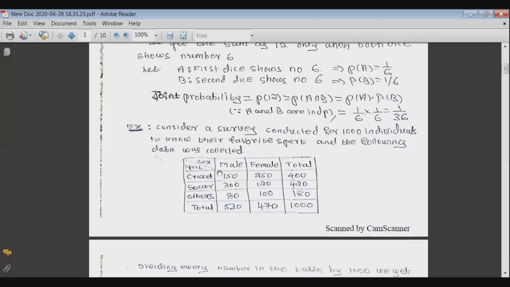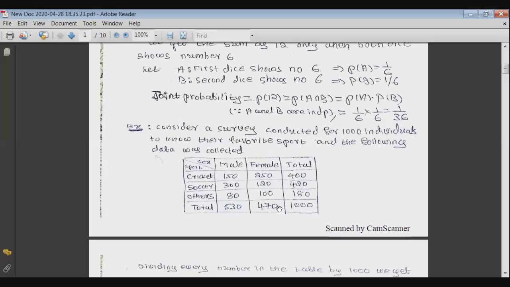That example states: consider a survey conducted for 1,000 individuals to know their favorite sport, and the following data is collected. One survey is conducted in which 1,000 individuals are inquired regarding their favorite sport. It is very clear that 1,000 individuals participated in the survey, out of which 530 are males and 470 are females.